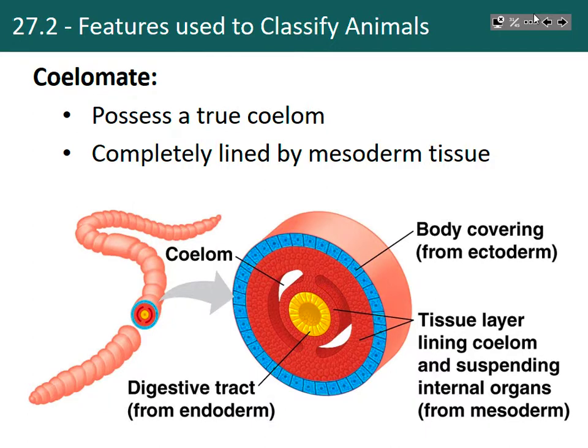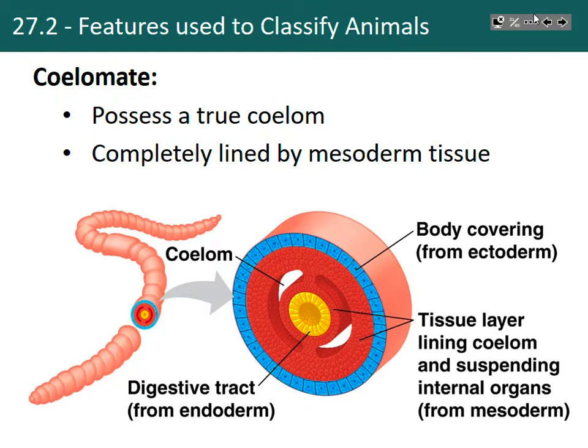So what happens is, as this organism is developing, and this is an earthworm, now we keep changing colors because I'm using all these different diagrams, the digestive tract here in yellow was our original endoderm tissue. Our body coating, our ectoderm, is out here in blue. And then the red is the mesoderm. As the mesoderm grew, it divided so that it completely lines the ectoderm and completely lines the endoderm, and there's some space between those two linings.